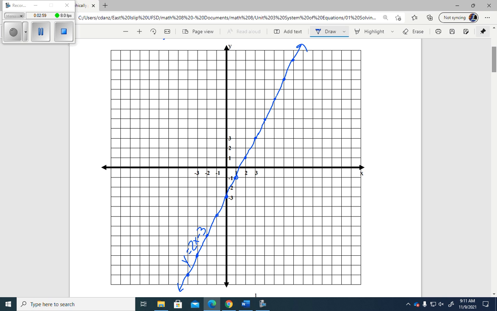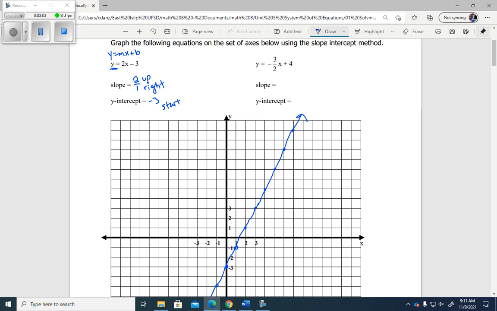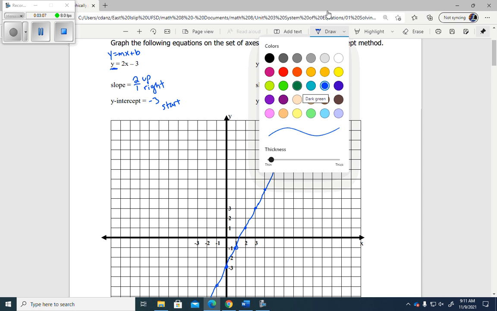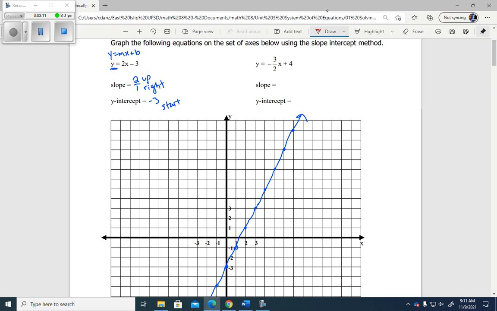And now we're going to do the other equation. I'm going to pick a different color. So the slope is -3 over 2, and the y-intercept is 4. Again, this was already in y equals mx plus b form. The m is always the coefficient of x. The b is always the number being added on.